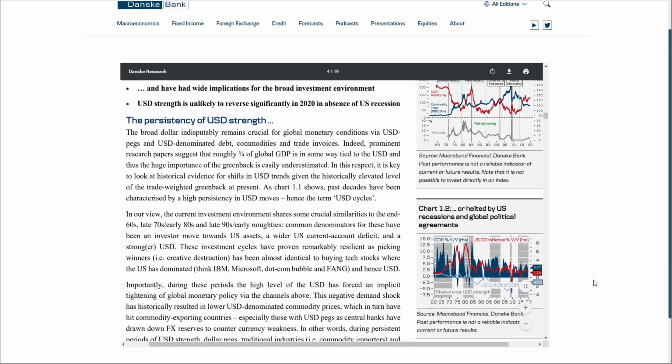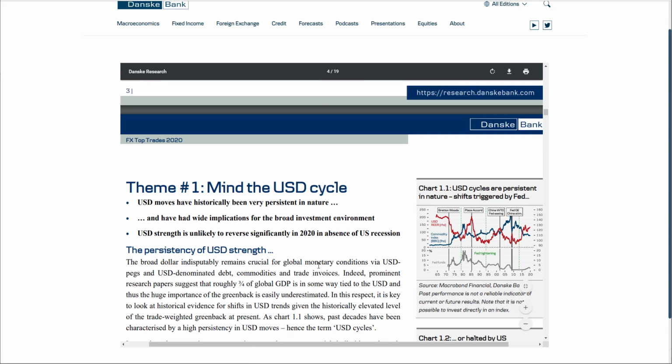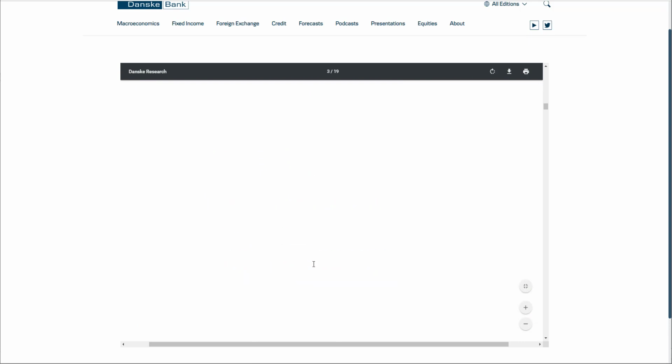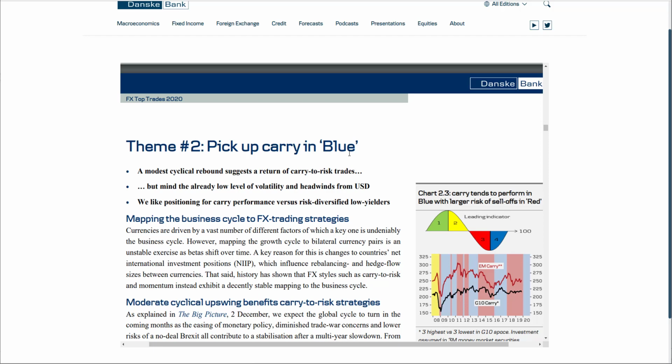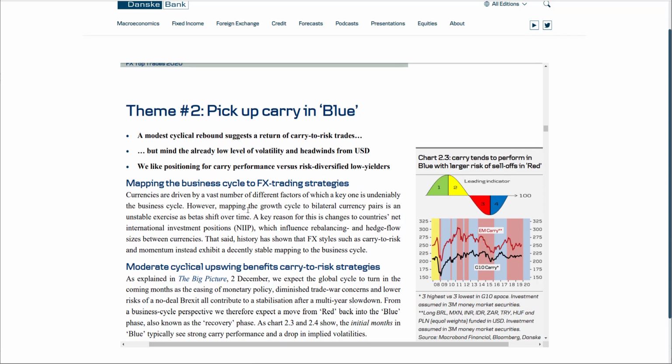Here we have a small graphic that kind of shows what's going on. Here we have these different cycles, these kind of extremes here. You have another one here, and so this is just really interesting reading if you're into that kind of stuff, and I think it's quite interesting. So they have the 6 themes, and here we have number 2, pick up, carry in blue. And this is also related to cycles, like business cycles. Just tremendous, very interesting reading. So I encourage you to have a look at that.